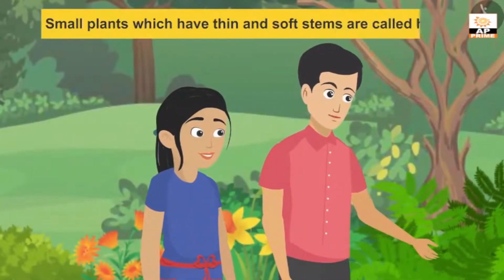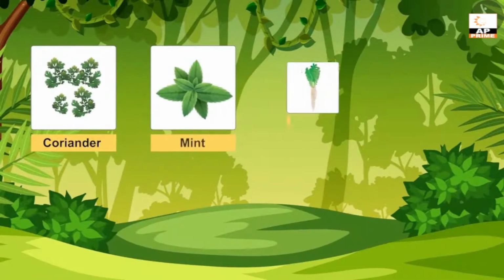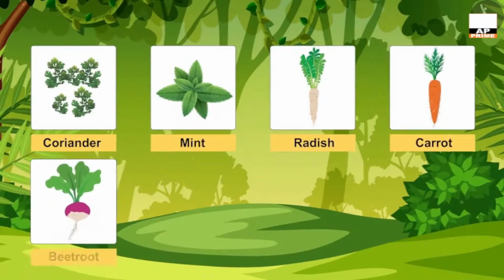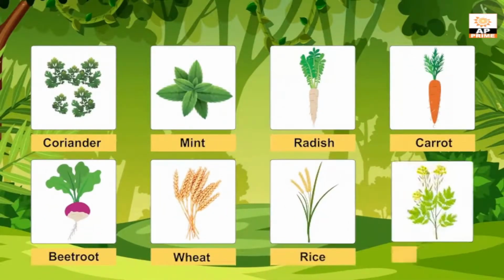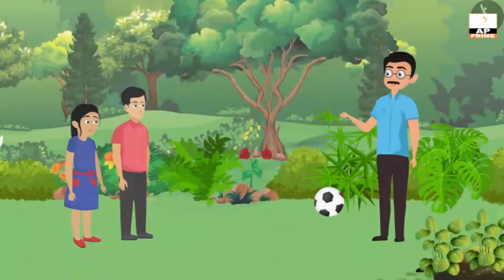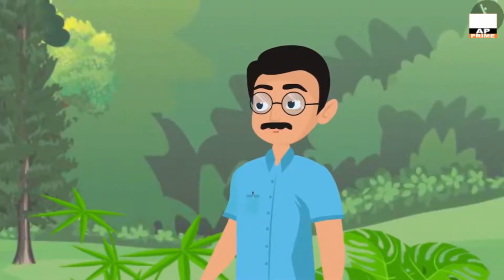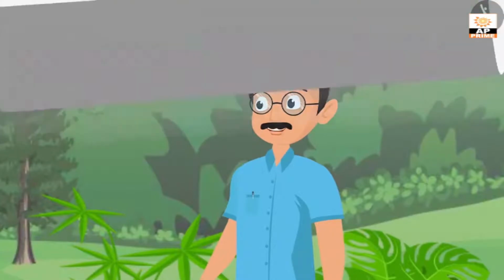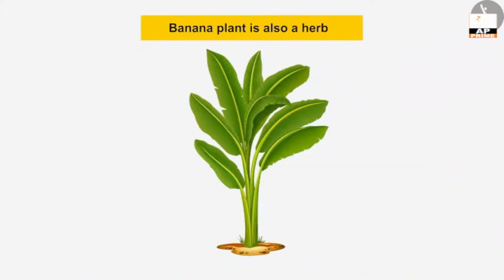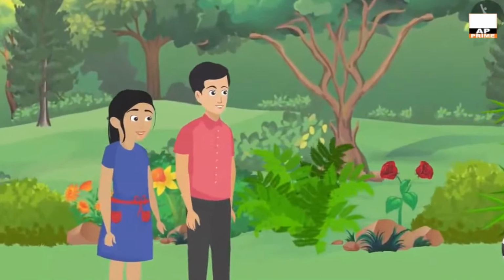Look at these small plants which have thin and soft stems, they are called herbs. Coriander, mint, radish, carrot, beetroot, rice and mustard are some examples of herbs. Very good. I will tell you something funny. Most types of herb plants are small, but the banana plant, which is also a herb, is pretty huge. Wow, I didn't know that banana plant is also counted in herbs.